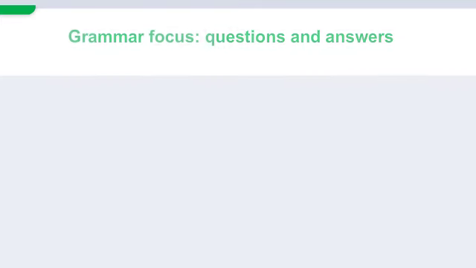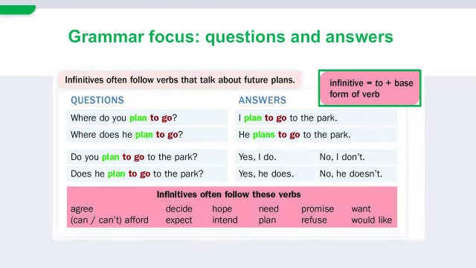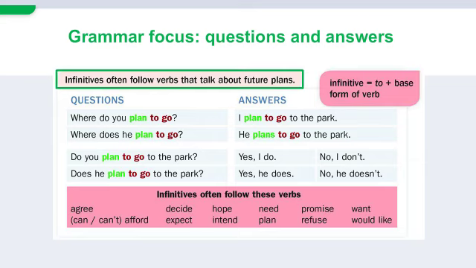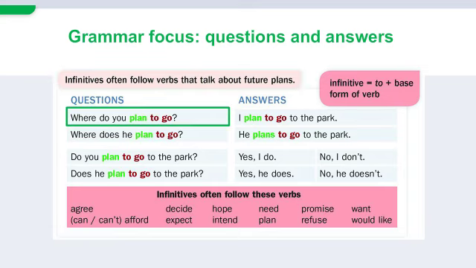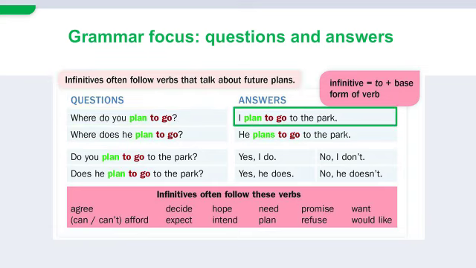Let's review. An infinitive is to plus the base form of a verb. Infinitives often follow verbs that talk about future plans. Where do you plan to go? I plan to go to the park.